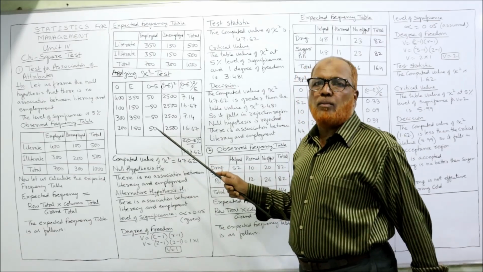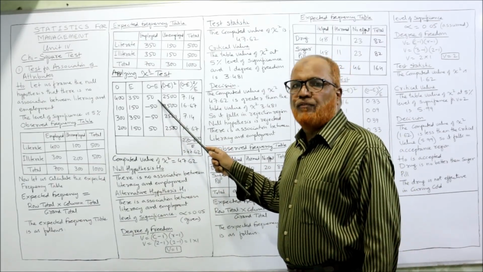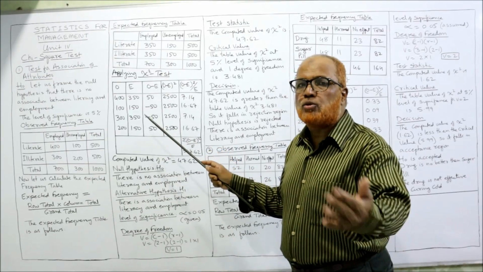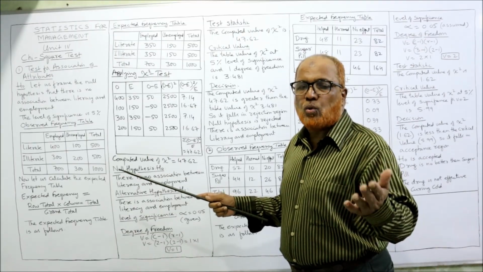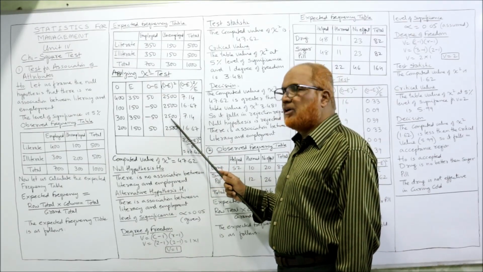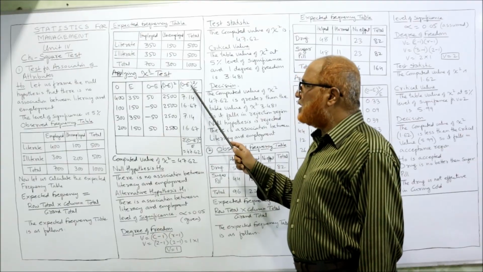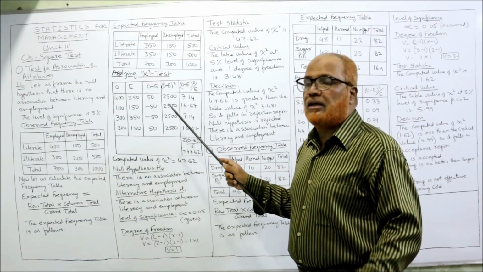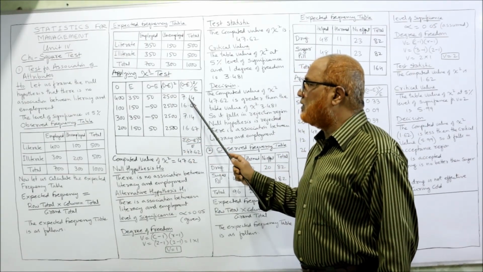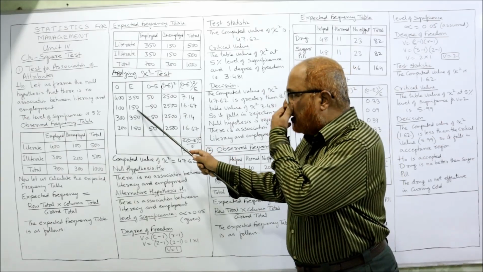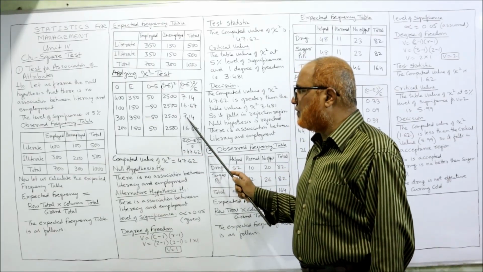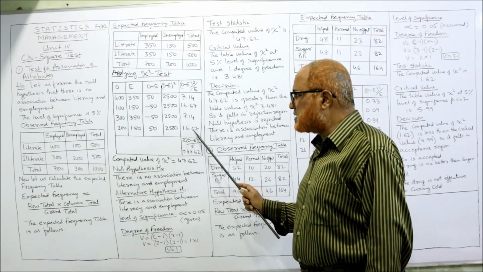Now square this O minus E. So 50 into 50, squaring, 2500. Similarly 50 into 50. Minus into minus will become plus. When you square a minus, it will become plus. So 50 into 50, 2500. Here also 50 into 50, 2500. Now O minus E whole square divided by E. So this 2500 divided by 350, you will get 7.14. Similarly 2500 divided by 150, you will get 16.67. 2500 divided by 350, 7.14. 2500 divided by 150, 16.67.